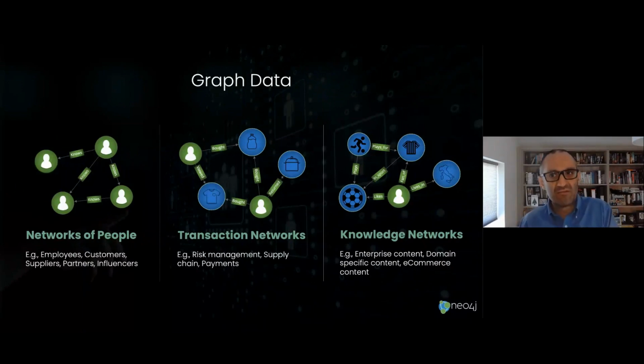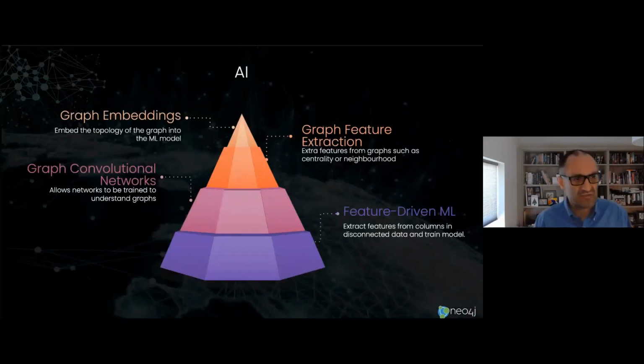The flip side of this coin is artificial intelligence, and the way that our AI and graph are currently being unified, again, in my mind, it's a layered model. So at the base level, we have what I think of as traditional feature-driven machine learning. You do this with kind of old school technology like relational databases, where you extract columns from your data and you treat them as features for input to your ML model.